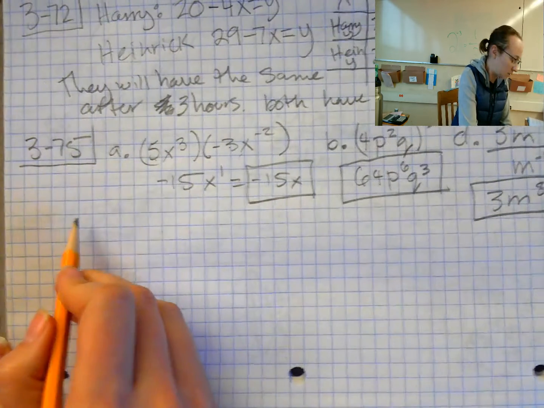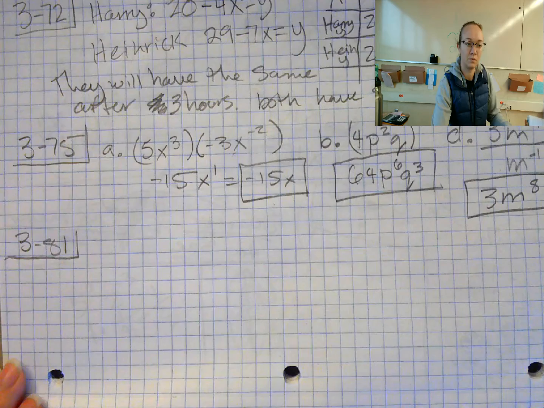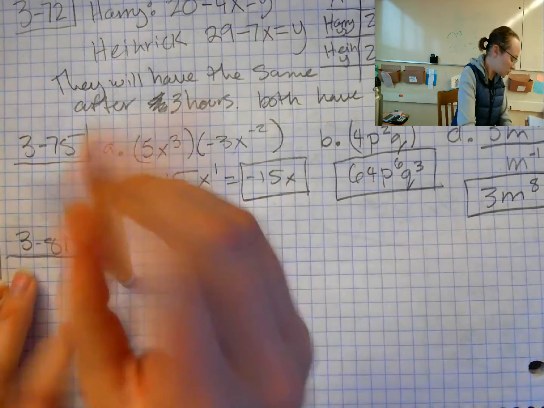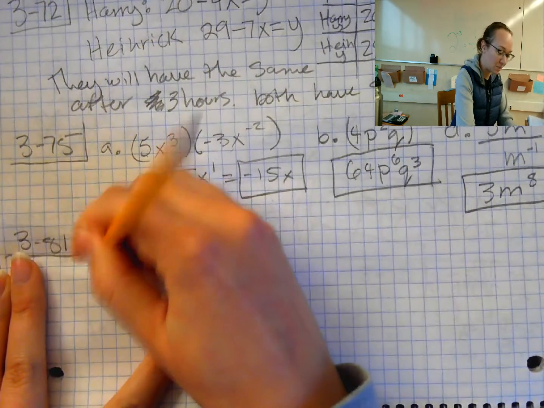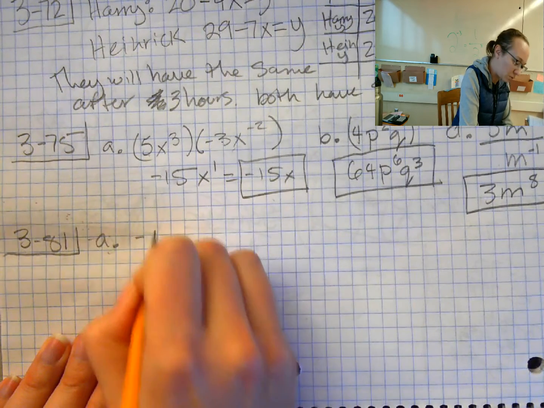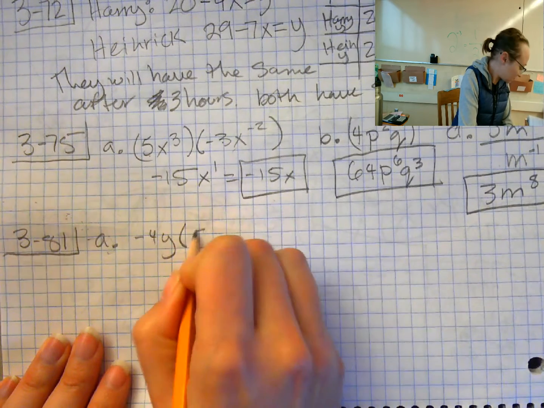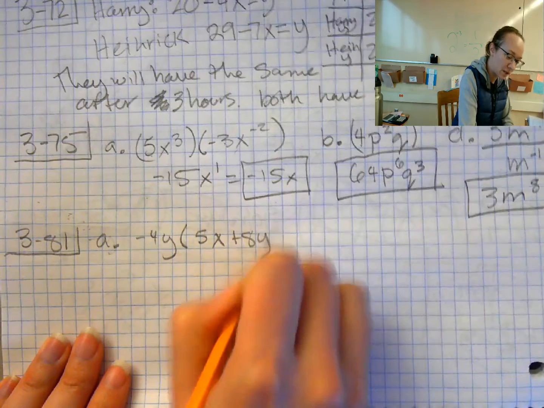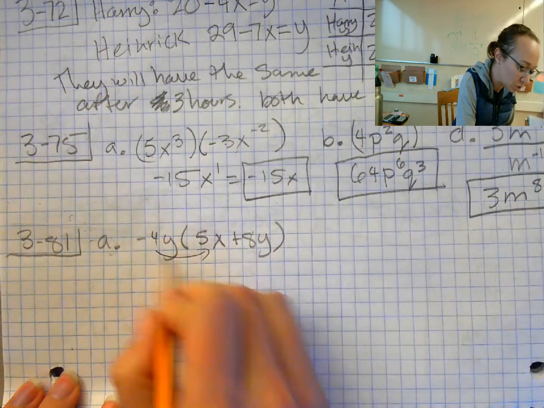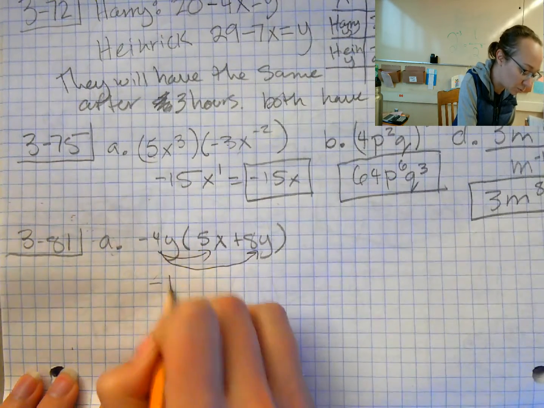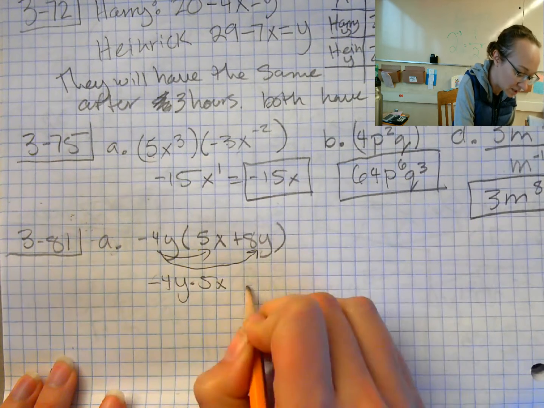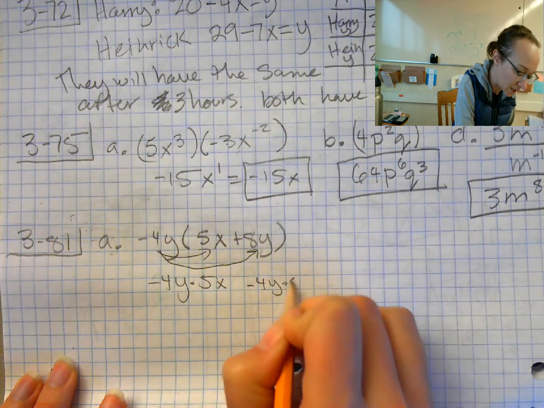All right, on the next one. Got some more generic rectangles. I really want you guys practicing this, although the first two actually don't even necessarily need it, depending on how you feel. So for A, we had negative 4y times 5x plus 8y. And I'm going to do what our book is calling the distributive property. I'm just going to multiply negative 4y times 5x and negative 4y times 8y.